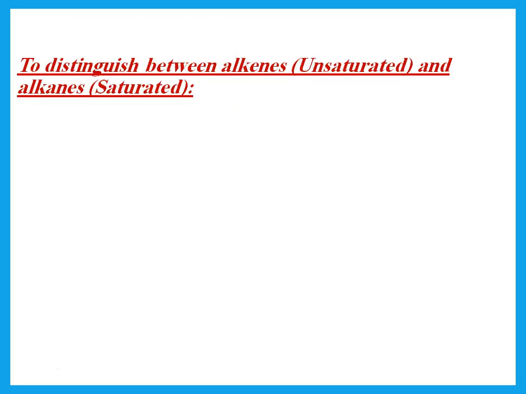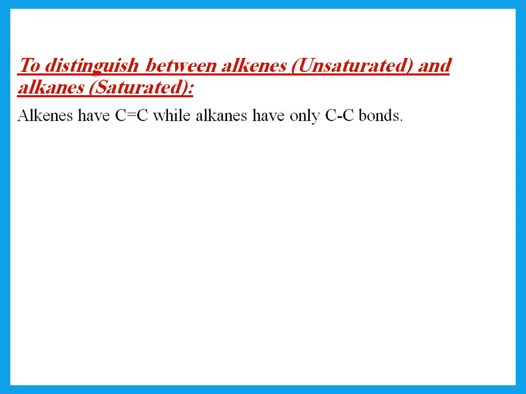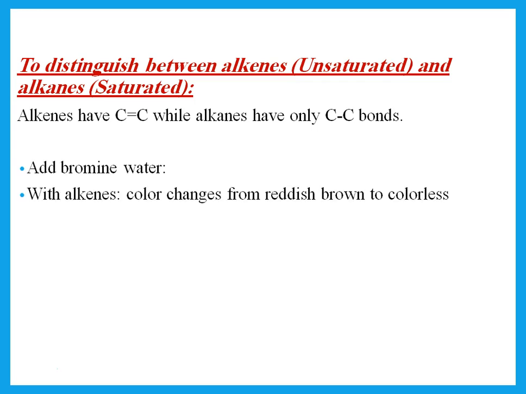Okay, remember that the test for alkenes was what? You should remember that the difference between alkenes and alkanes is that alkenes are unsaturated. They have a C double bond C. Alkanes are saturated. They have single bonds. What was the test for alkenes? Add bromine water. With the alkenes, the color changes from reddish brown to colorless, or we said from orange to colorless. With anything else, no change.